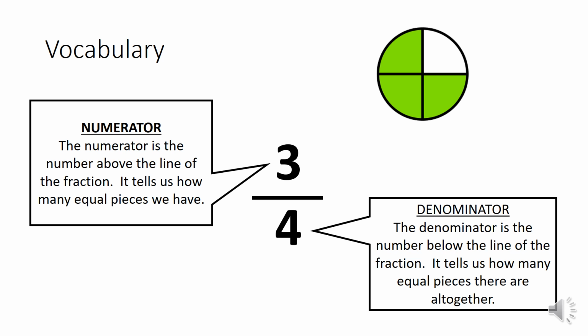Firstly, some vocabulary. Here I have a fraction, 3/4. The numerator is a number above the line of the fraction. It tells us how many equal pieces we have. The denominator is a number below the line of the fraction. It tells us how many equal pieces there are altogether.